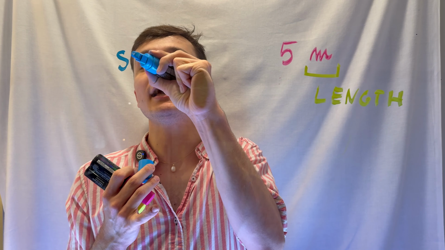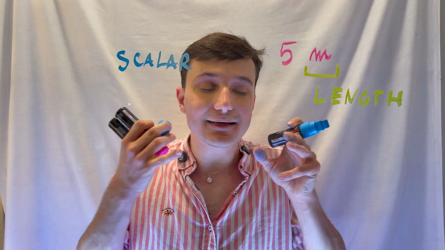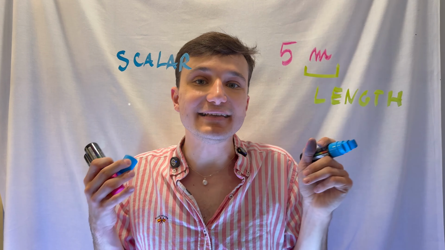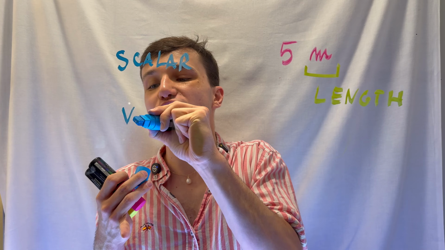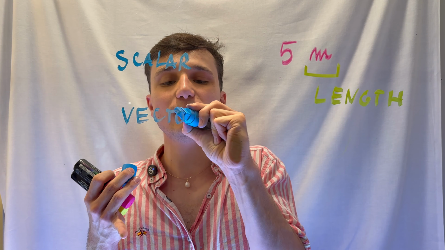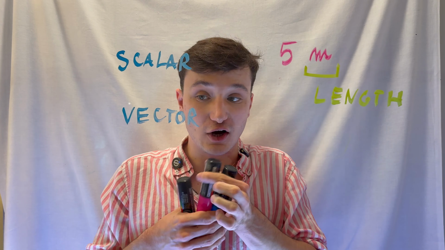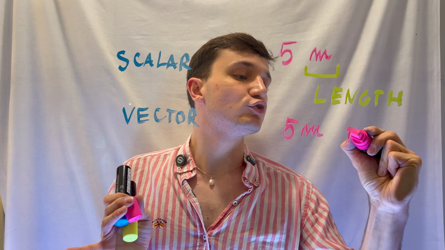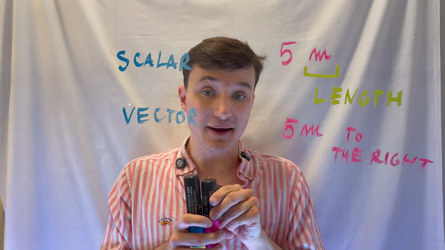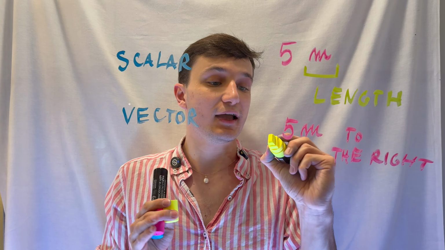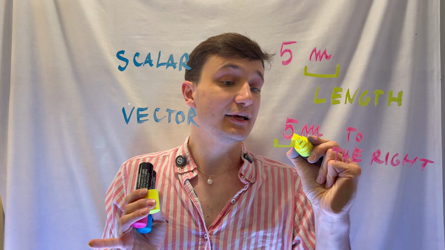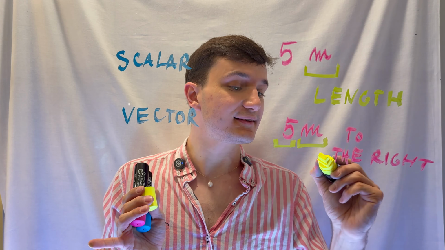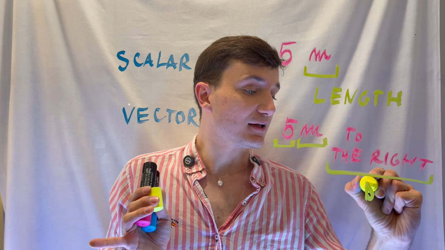If I add more information to it and I specify the location and the direction of these meters, then I turn a scalar into a vector. So a vector will be 5 meters to the right. What is a vector made of? It is made of, of course, the numerical value, the unit, never forget your units, and finally, the direction.